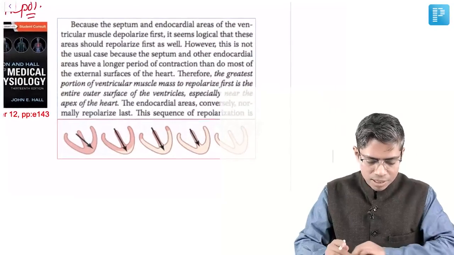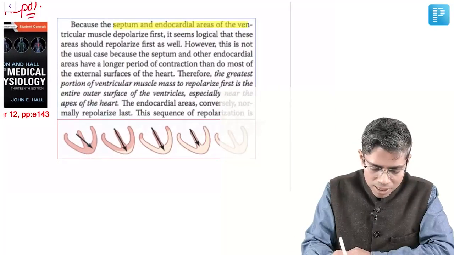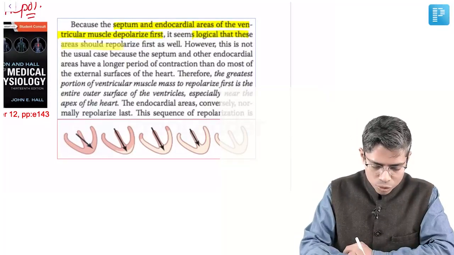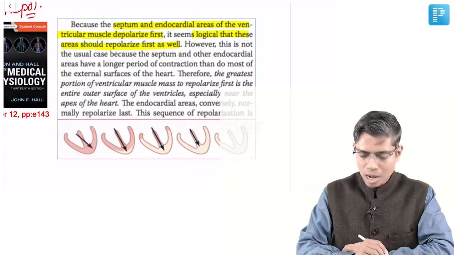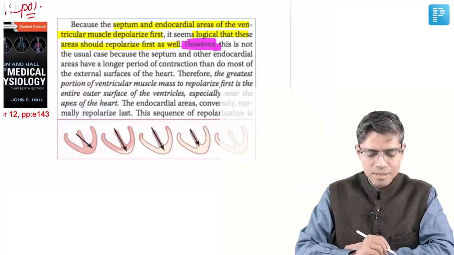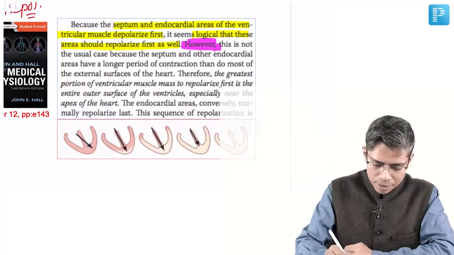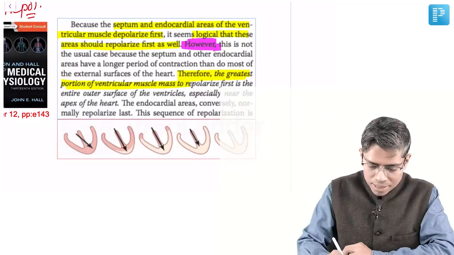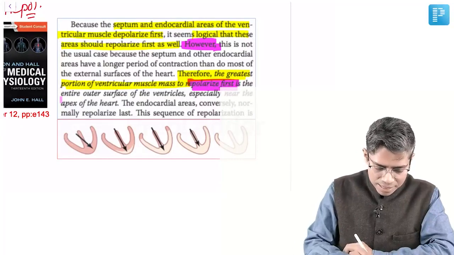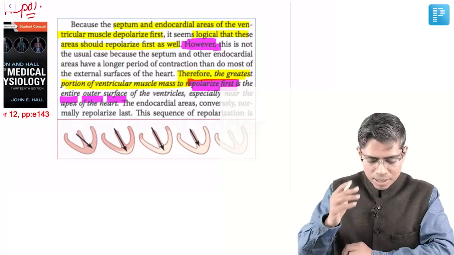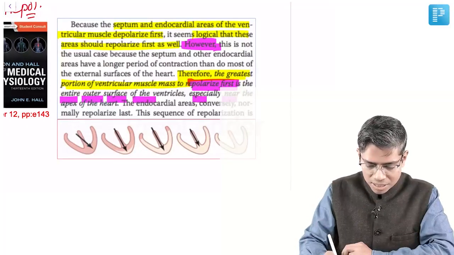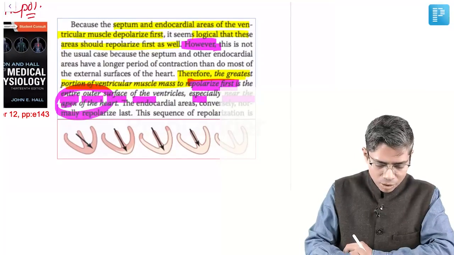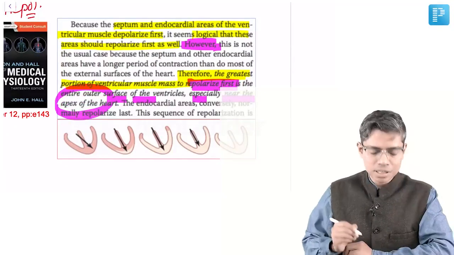Guyton is saying the same thing that I told earlier, that because the septum and endocardial area of the ventricular muscle depolarize first, it seems logical that this area should repolarize first as well. However, this is not the scenario, right? Therefore, the greatest portion of the ventricular muscle to repolarize first is the entire outer surface. Outer surface means the epicardial surface of the ventricle, especially near the apex of the heart. So this is very, very crucial, you have to remember.